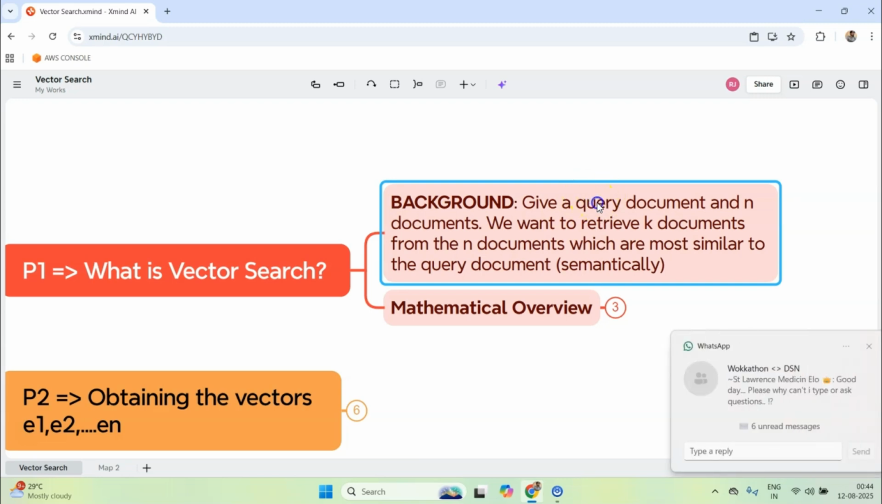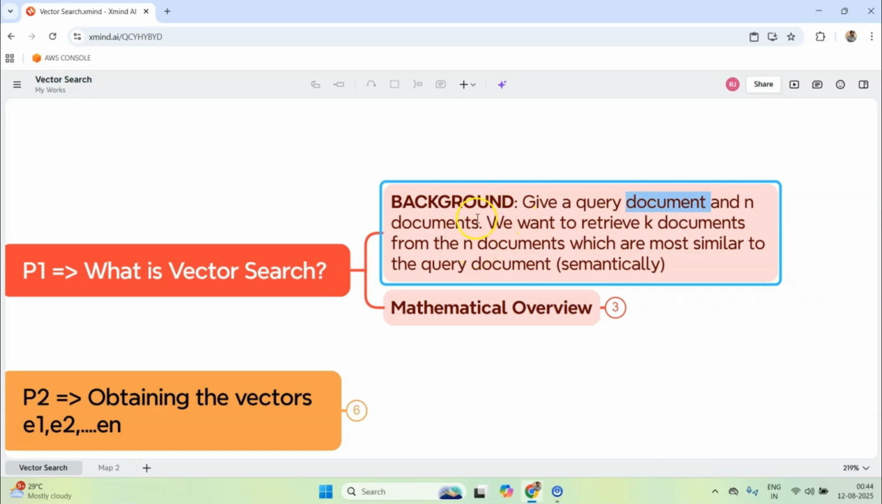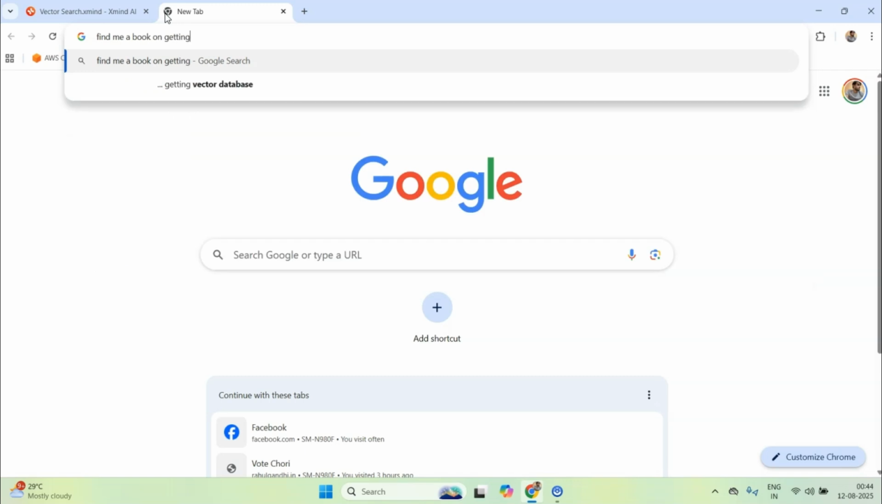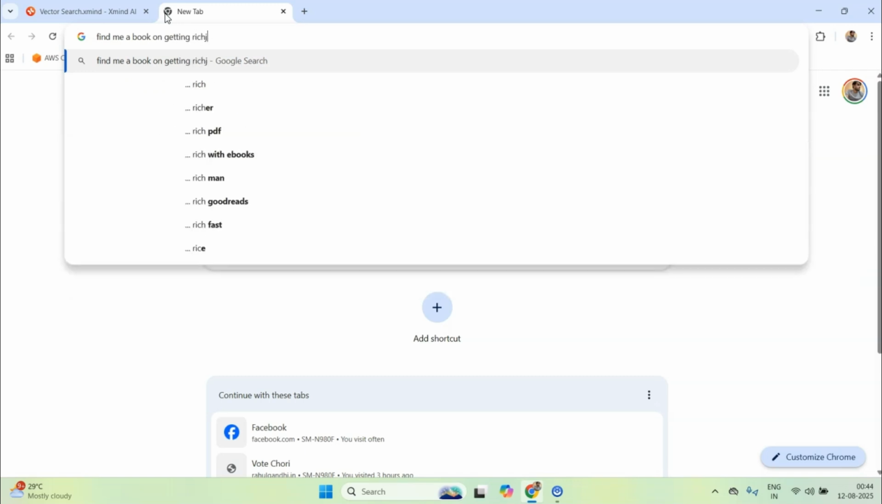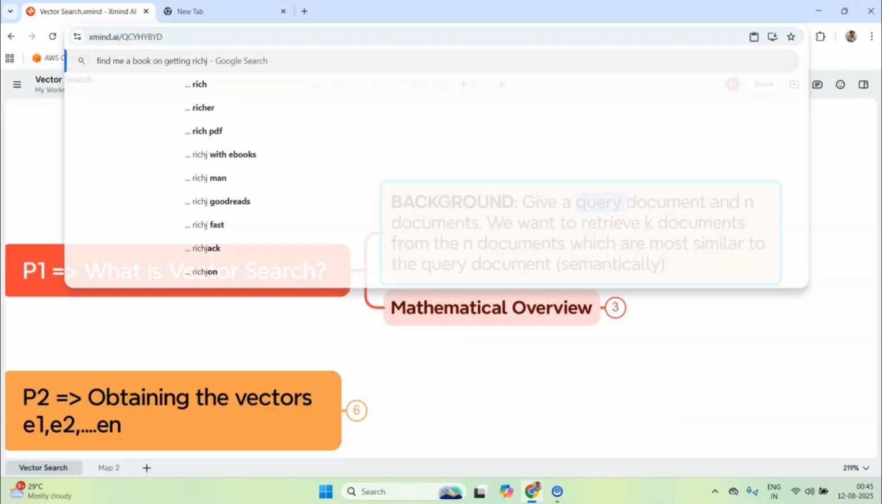Now, given a query document, and here when I say document, I'm talking about a text document. So I'm not talking about any vectors in the background. I'm just talking about a query document, and that query document could be a text in a natural language. So maybe something like find me a book on getting rich. Okay, so this could be my query document, this small piece of text.